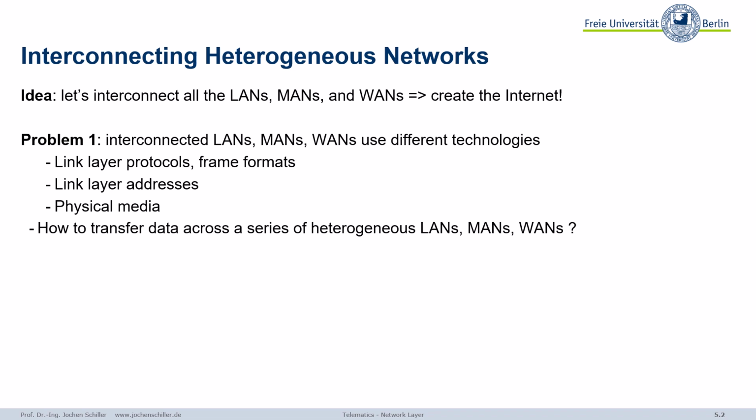As we've learned, those local area networks, metropolitan networks, etc., use different technologies. Yes, we've seen we have Ethernet, but we have our OTNs, we have still some legacy networks, we have different data rates, frame formats, sometimes also different link layer addresses, media. We could do some of the jobs here also on layer 2. But the question is, how can we really transfer data across many different networks, wide area, local area, from one host end to end to another host?